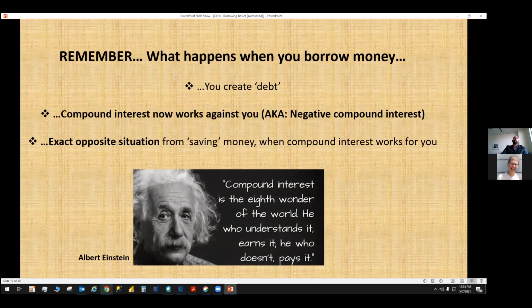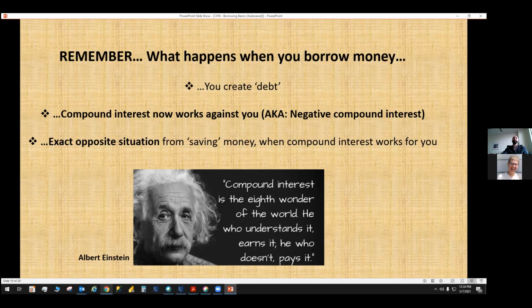So those are things to remember. And then remember what happens when you borrow money. You create debt. You are responsible to pay that debt back. Compound interest works against you. We've just been talking about this, so I'm not going to read the whole slide verbatim, but just to round it out, think before you leap.